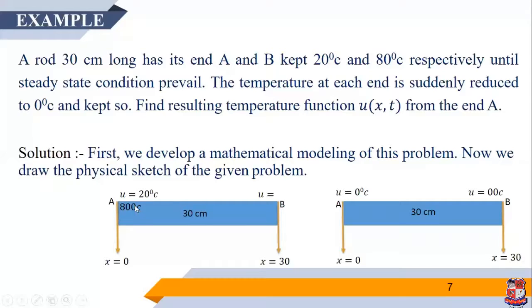So this is the rod whose length is 30 centimeter. At the left end, u is equal to 20. At the right end, u is equal to 80 degrees Celsius. So here 80.